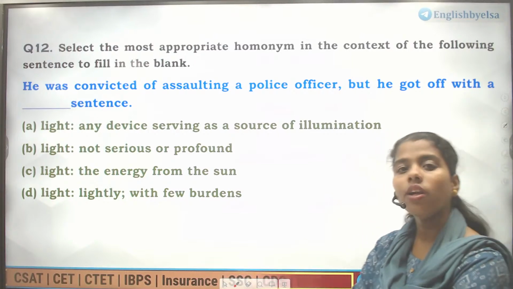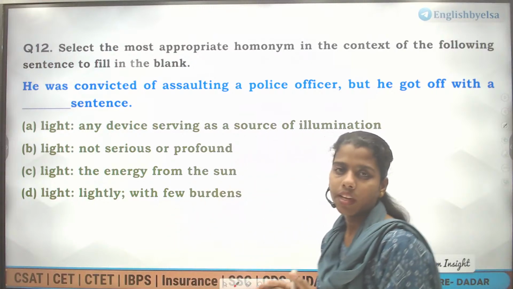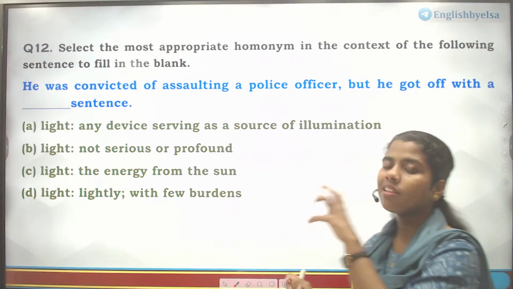This also will be called homonym. Why? Because all these words sound the same. The meanings are different, but the sound is the same.